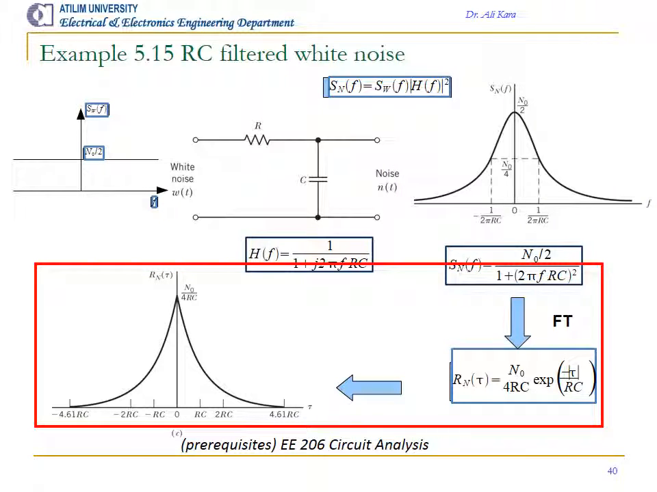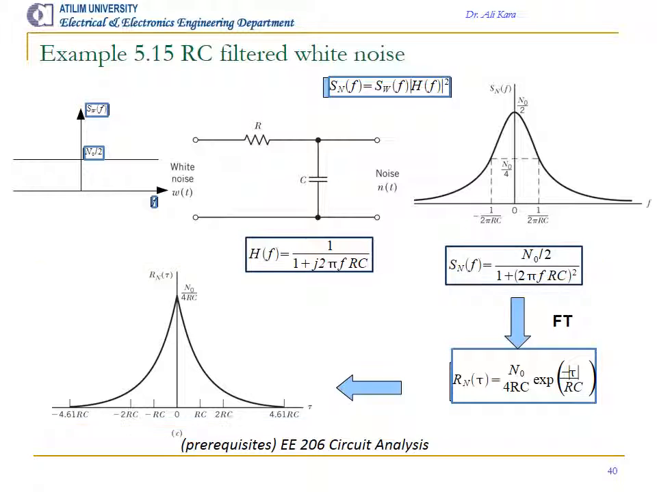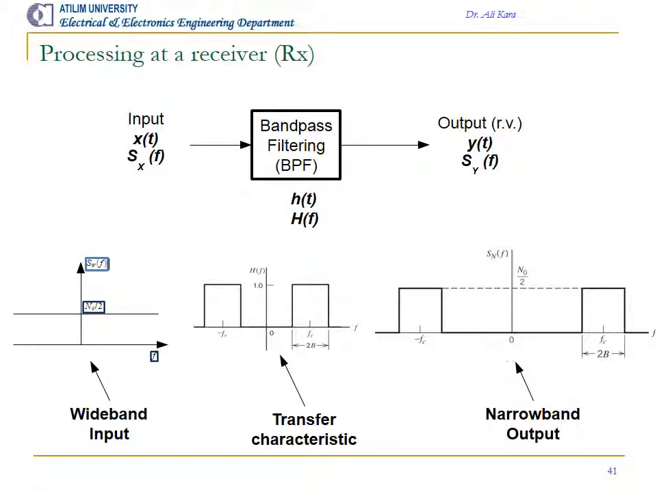Using Fourier transform, we get the result that Rn of tau is equal to N0 over 4RC times exponential minus absolute value of tau over RC, which is essentially a two-sided exponential function, which we have studied at the beginning of the class. For detailed information about the content here, please refer to EE 206, Circuit Analysis. Please do so if you are especially having difficulties in understanding these contents, because they are the main subject of that course.